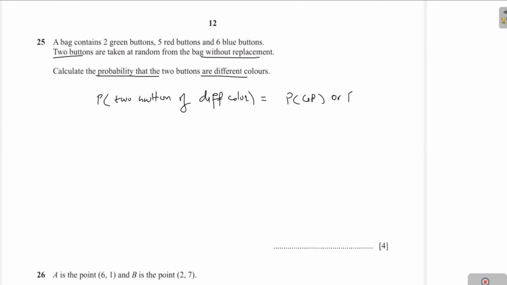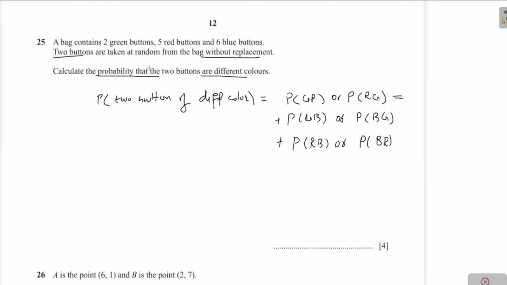or probability of red, green, plus probability of green, blue or probability of blue, green, and the probability of red, blue or probability of blue, red.